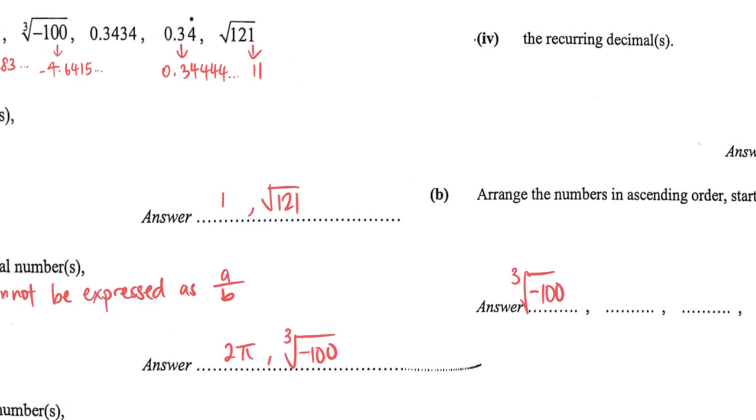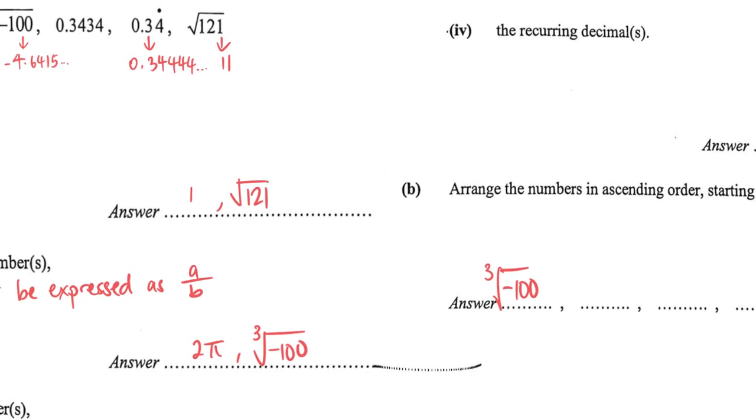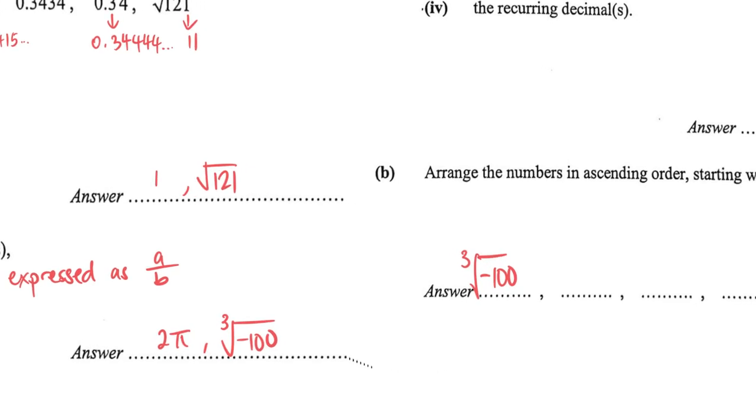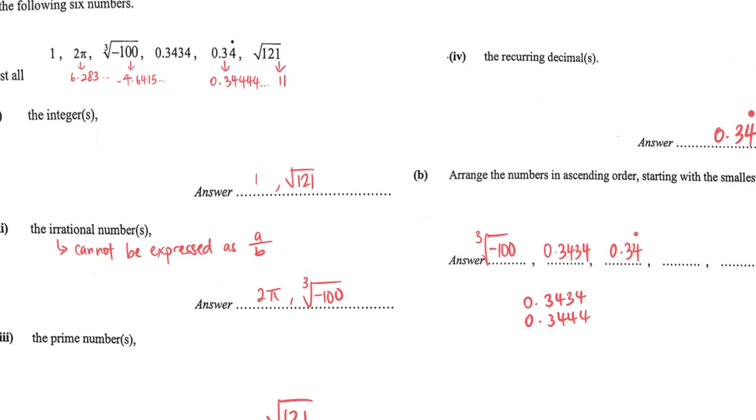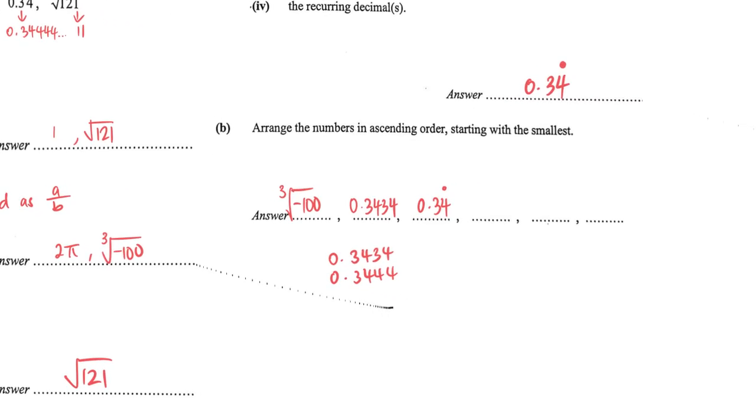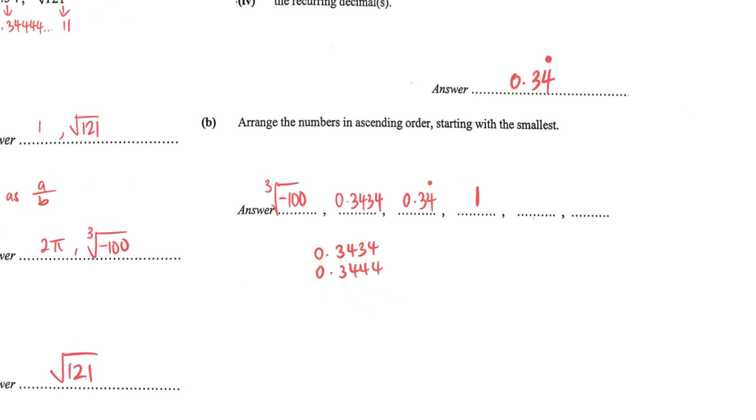followed by, now I'm going to compare 0.3434 and 0.3444. You can see from here which one is the smallest. 0.3434 is the smallest, followed by 0.34 recurring, and the next number will be 1, followed by 6 point something. This is 2 pi, and 11 is the largest.